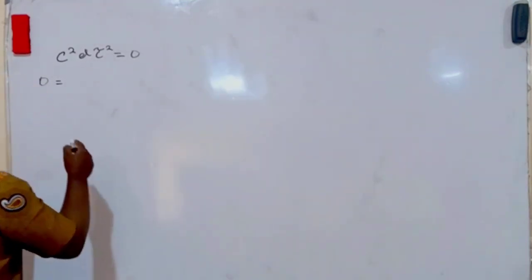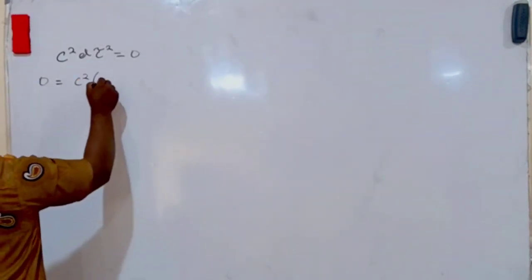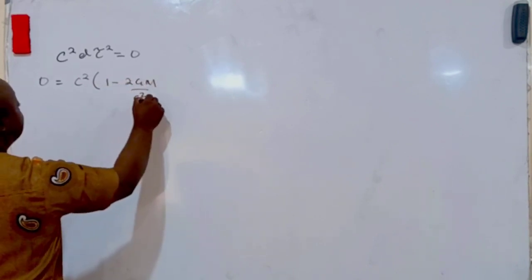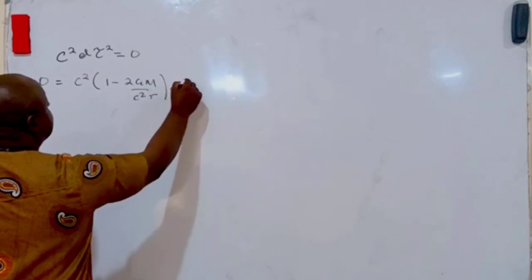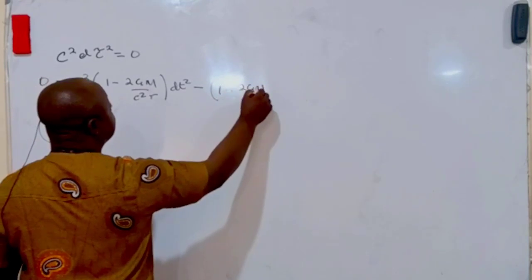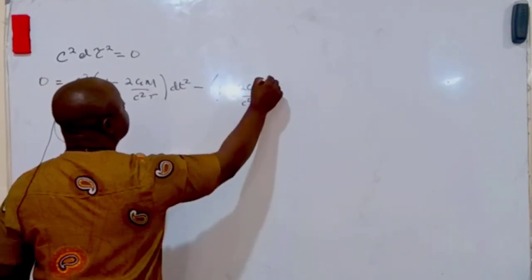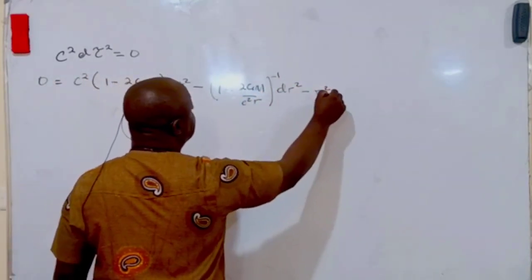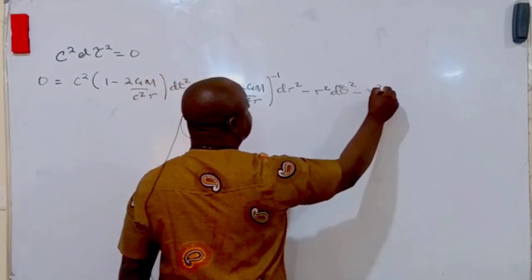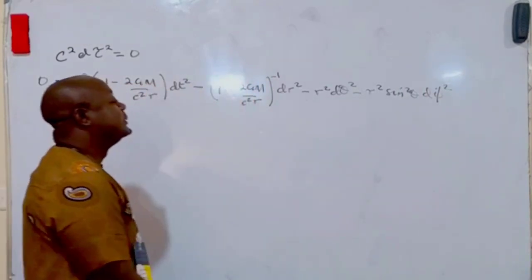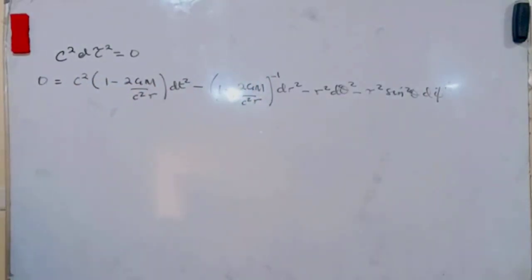So we have c squared into (1 minus 2GM over c squared r) dt squared, minus (1 minus 2GM over c squared r) to the power minus 1 dr squared, minus r squared d theta squared, minus r squared sine squared theta d phi squared. Okay, so that will be true.